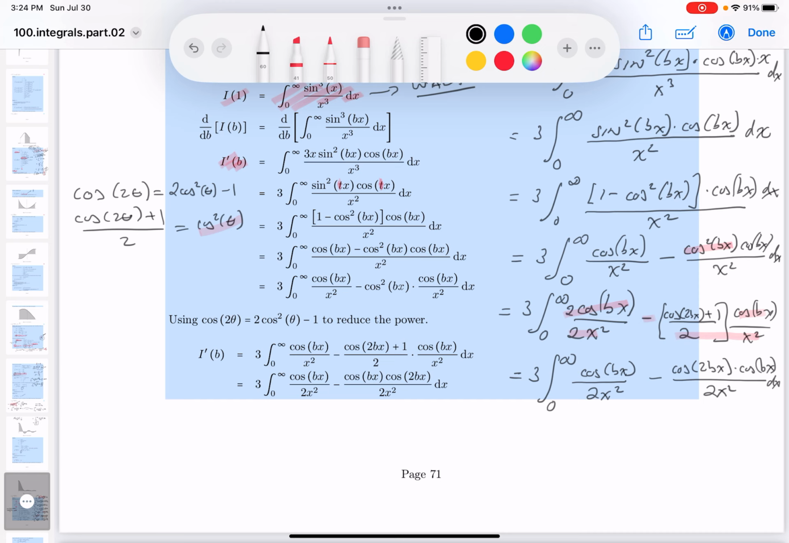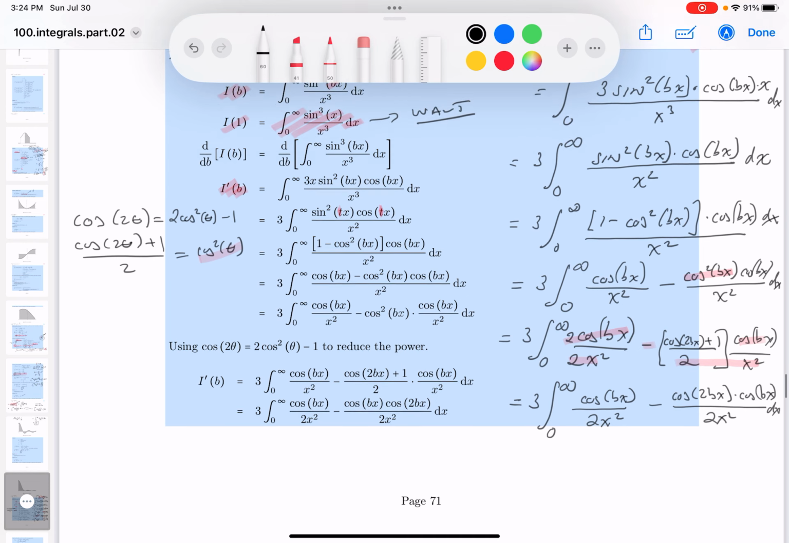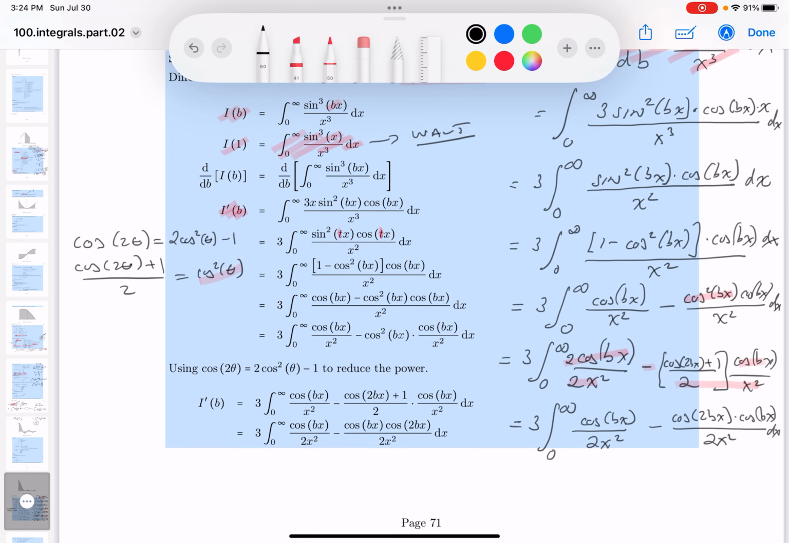Let's keep looking. All right, again, if someone says, what is this we're doing over here? We're still working on this part. I'm still working on it. So this is still I prime. All right, and we're basically just following the steps, by the way.